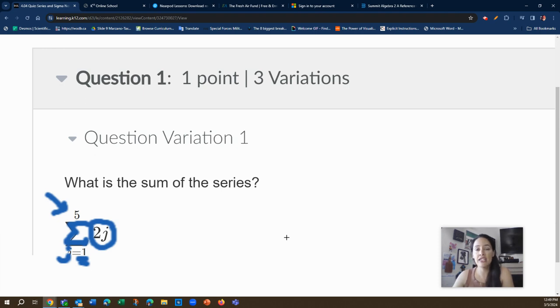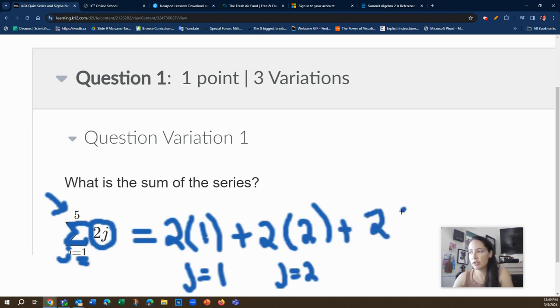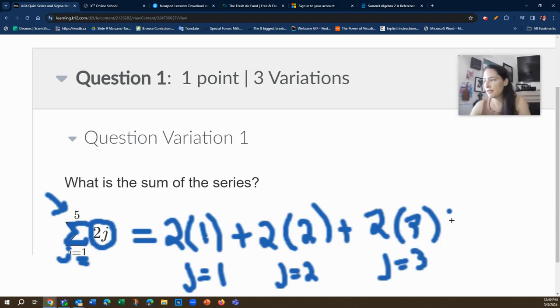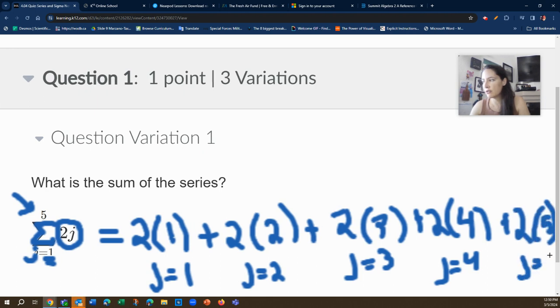So we're just going to add each term starting at j equals 1, stopping at j equals 5. So what will that look like? 2 times 1, because that's j equals 1, plus 2 times 2, because that's j equals 2, plus 2 times 3, because that's j equals 3, plus 2 times 4, because that's j equals 4, slide over, plus 2 times 5, because that's j equals 5, and we stop there.